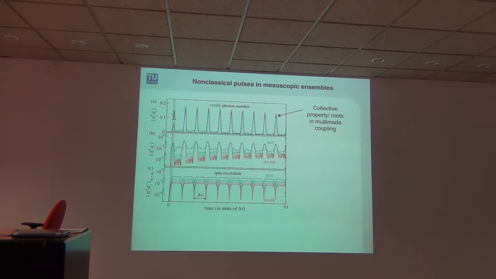And you can see that there is a distinct mesoscopic effect here. If red is for 105 spins and the blue lines are for 7 spins, and I plot the cavity photon number in the log scale, the periodic pulses for 105 spins are much more stable compared to 7 spins.